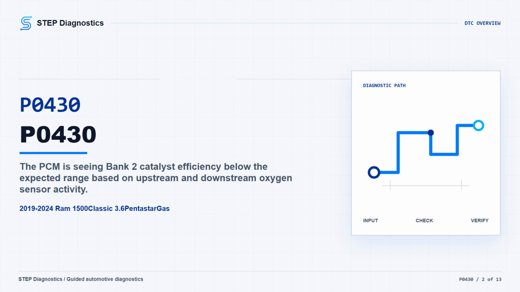Possible fault areas can include an exhaust leak, an engine mechanical issue, an aging or fouled oxygen sensor, or the catalytic converter itself. Before going deep, start with the basic system checks, then work the fault in order.